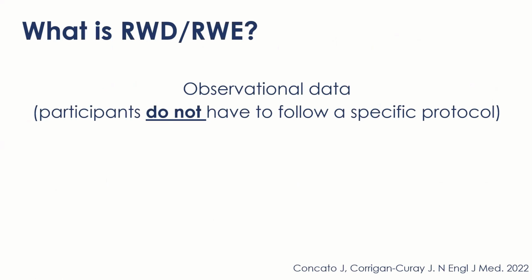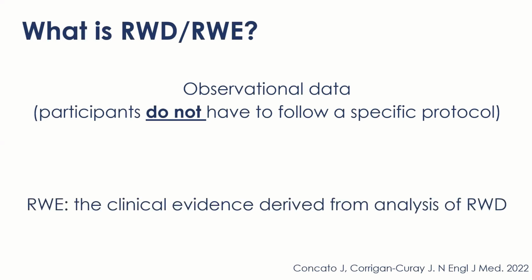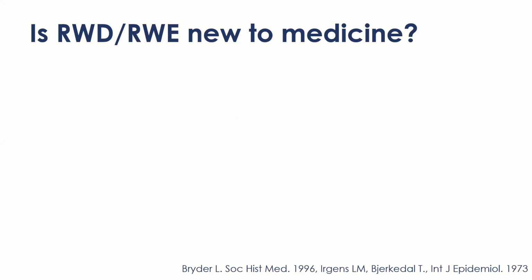To put it even more simply, real-world data is observational data in which participants do not have to follow a specific protocol. And when I say specific protocol, I mean an externally imposed protocol by the researchers and not the protocols that may be followed in certain hospitals. Real-world evidence is the clinical evidence derived from the analysis of real-world data.